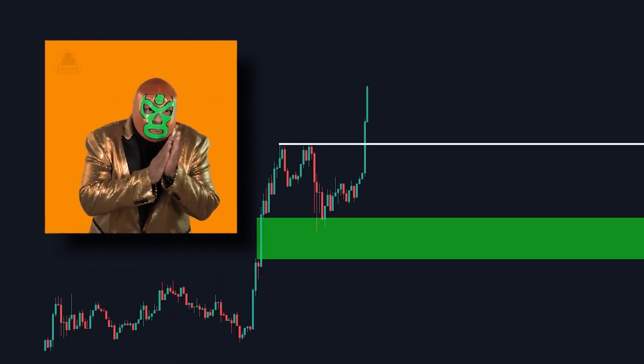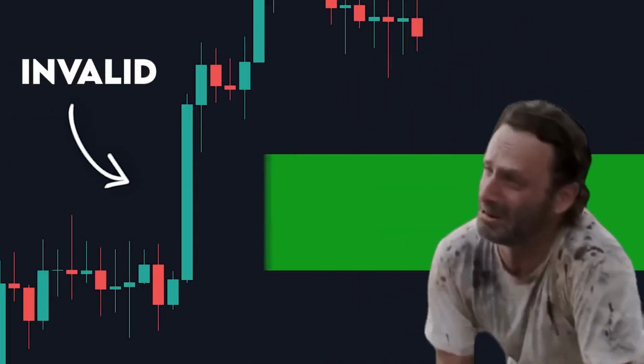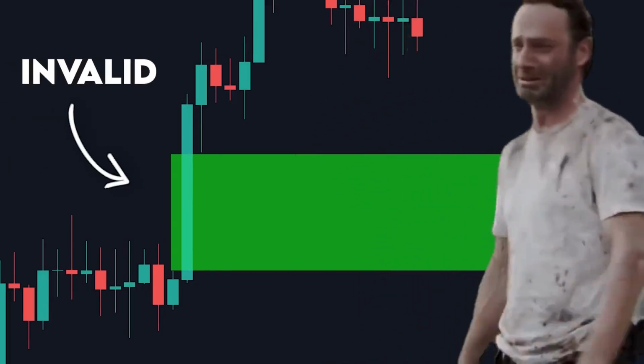But if you traded gaps, success isn't always guaranteed. That's because you may have traded an invalid gap. What makes a gap valid? 6 key factors determine this. 6 critical elements must be confirmed for gap legitimacy.